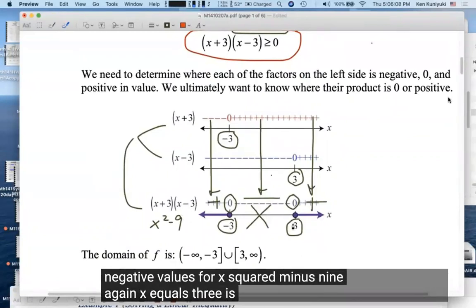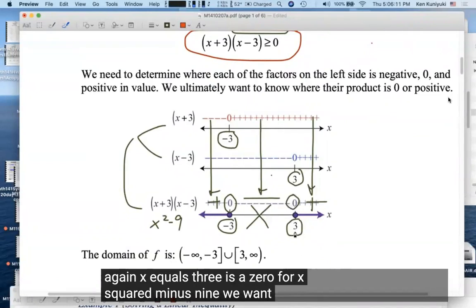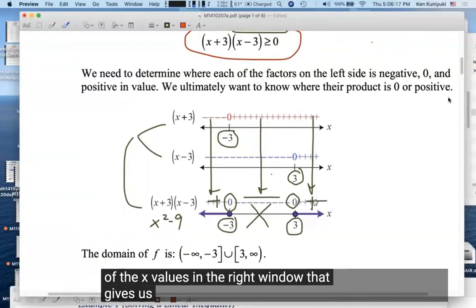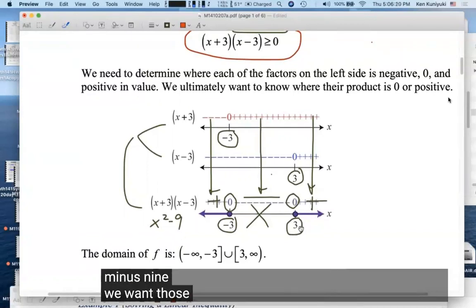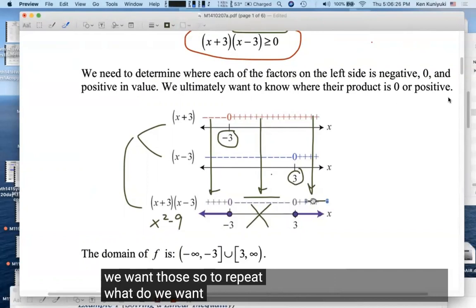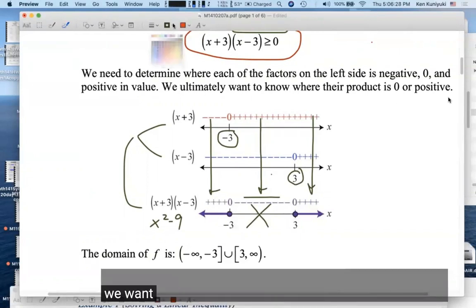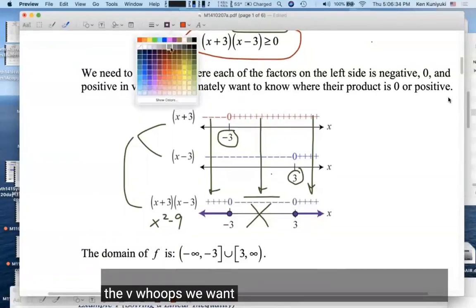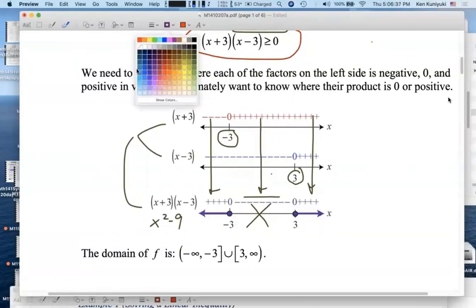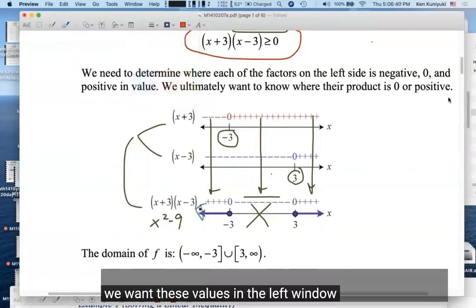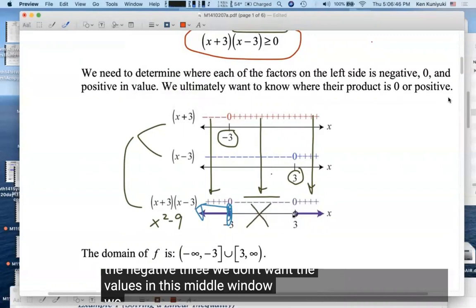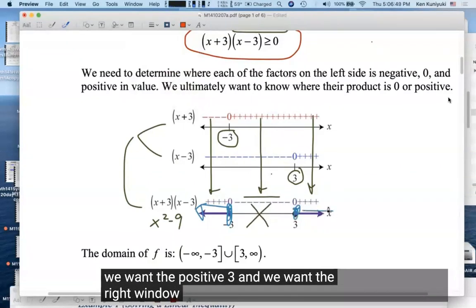Again, x equals 3 is a 0 for x squared minus 9. We want x equals 3. And for all of the x values in the right window, that gives us positive values for x squared minus 9. We want those. So to repeat, what do we want? We want these values in the left window. We do want the negative 3. We don't want the values in this middle window. We want the positive 3, and we want the right window.